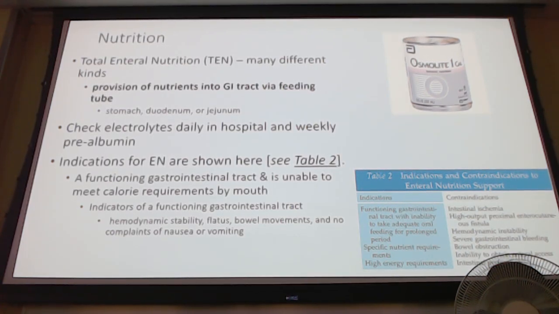Total enteral nutrition. These are your tube feeds. Different than parenteral nutrition. Still liquid, but it goes into the gut. Do not give total enteral nutrition into an IV. Okay? We check electrolytes daily, weekly, albumin, prealbumin, to see how well they're progressing. Okay. These are some indications for using TEN. Okay? Just know if they're not eating and if we can use the gut, we're going to use TEN. If they're not eating and we cannot use the gut, we're using TPN.